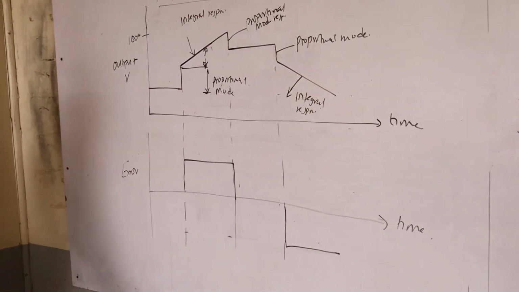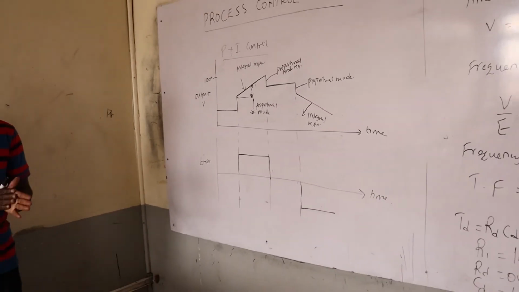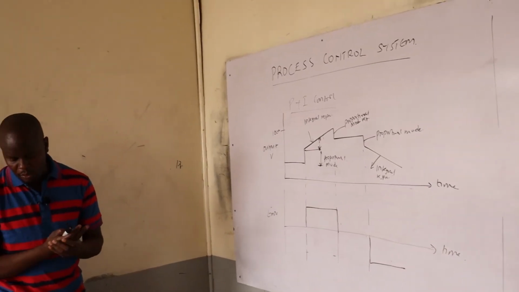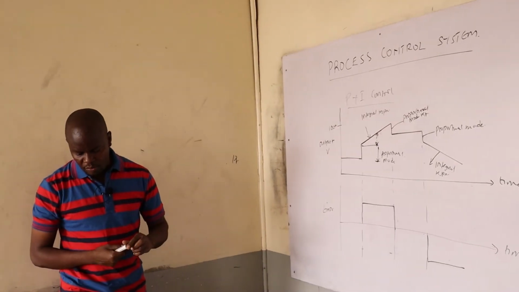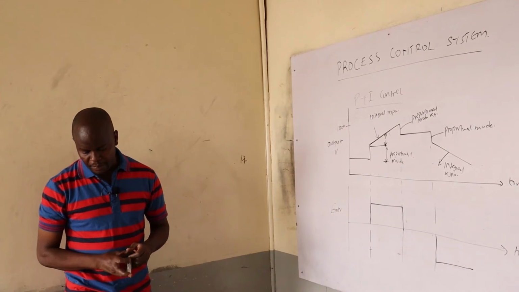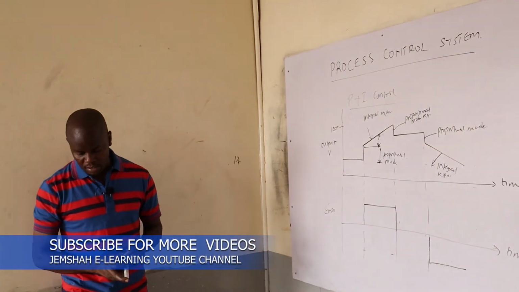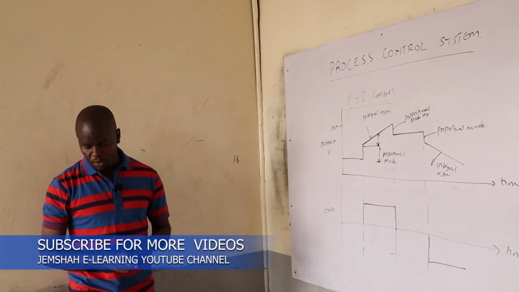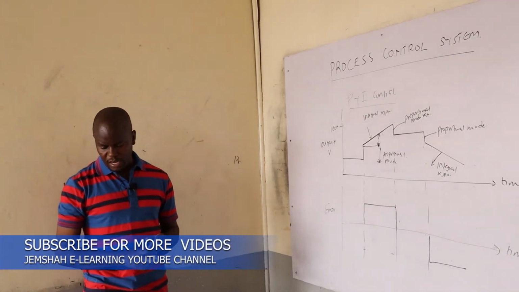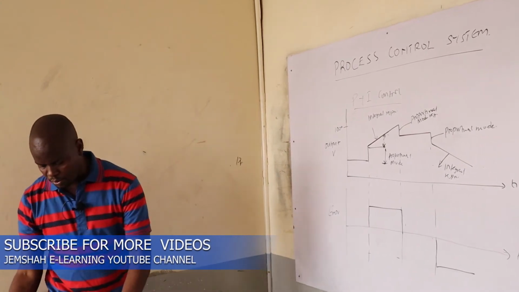So we said that the main disadvantage of integral mode is that it always increases the tendency for oscillation of the controlled variable, and the gain of the proportional controller therefore must be reduced when it is combined with the integral mode. And when this is done, it reduces the ability of the controller to respond to rapid load changes. So that is what we have.